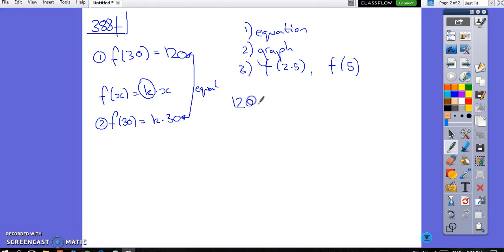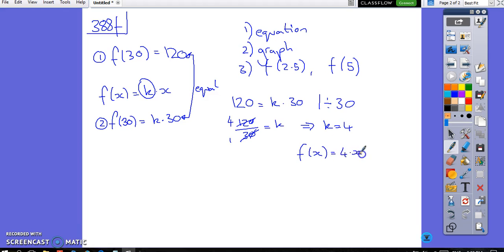So I have 120 is k times 30. If I then divide by 30, I get 120 over 30 is equal to k, which is 12 over 3, which of course is 4 over 1, which means that k is equal to 4. So I have f of x is equal to 4 times x. And that's my solution. If you're asked to find the equation of a directly proportional relationship, all you need to do is find k and write it out as an equation of a function, and then you're finished.